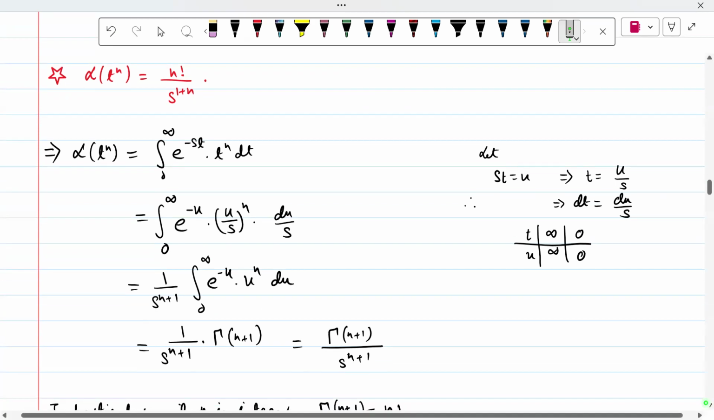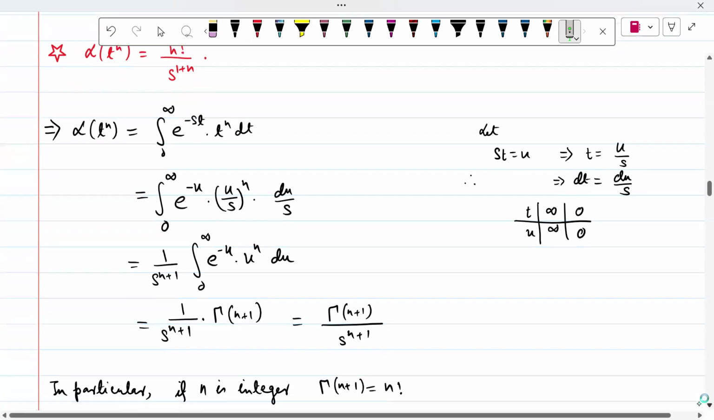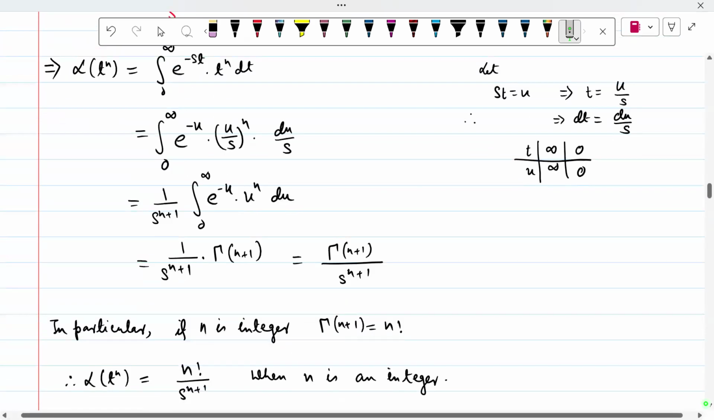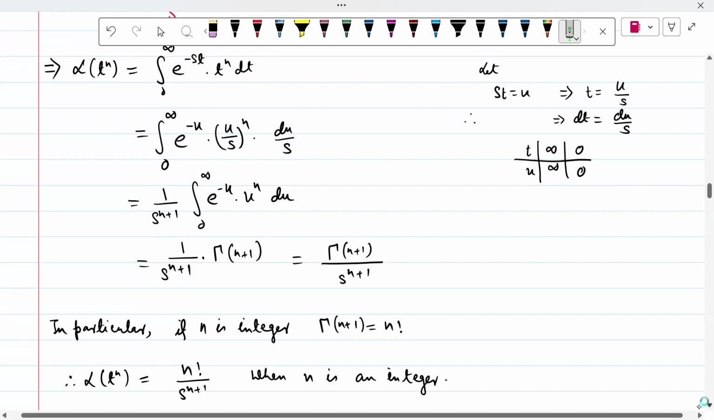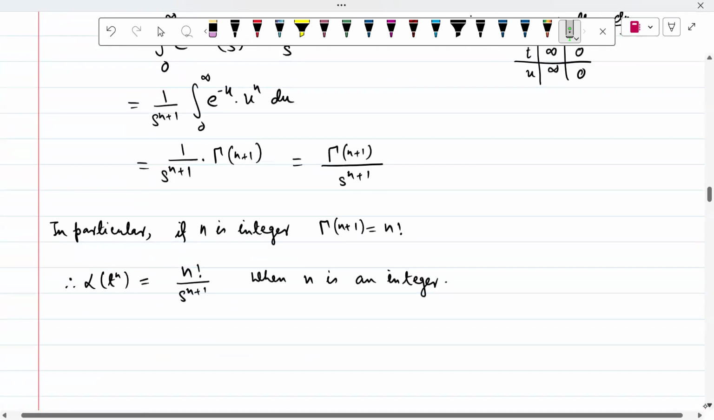So this is the Laplace transform of t to the power n. The Laplace transform of t to the power n is given by gamma n plus 1 by s to the power n plus 1. In particular, if n is an integer, then gamma n plus 1 is given by n factorial. So the Laplace transform of t to the power n becomes n factorial by s to the power n plus 1, where n is an integer. So this is a very important formula we use many times.